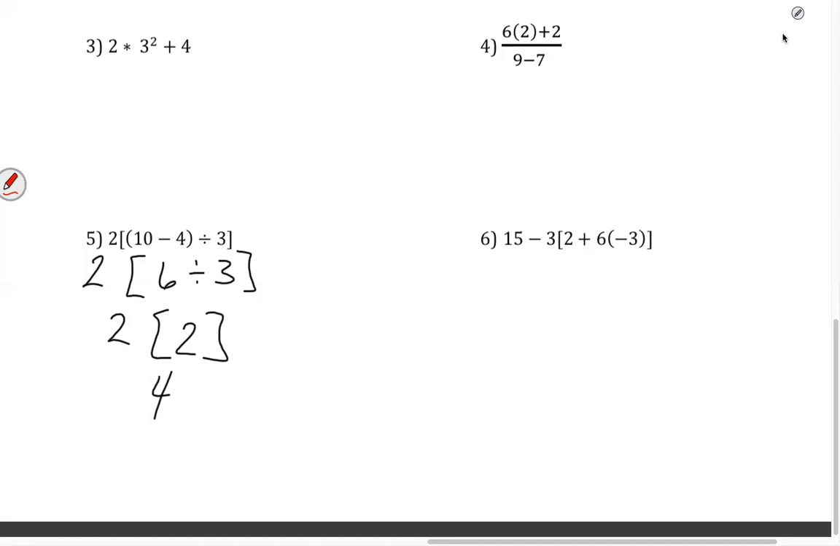Kanye, are you there, buddy? All right, let's go to Jordan. Jordan, what'd you get for number six? Oh, boy. Liam? Didn't get there yet. What'd you get for number six? I didn't get there yet. Oh, you did? Okay. Delaney, did you get number six?